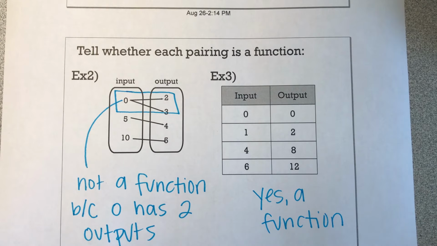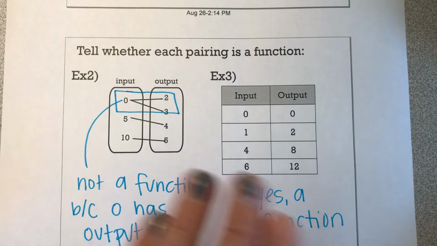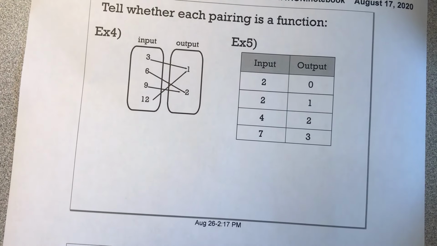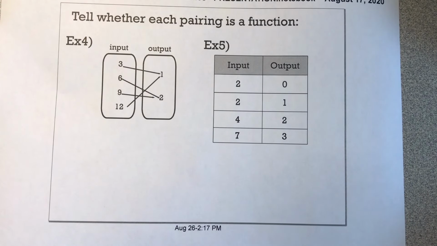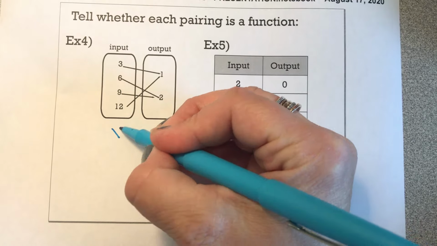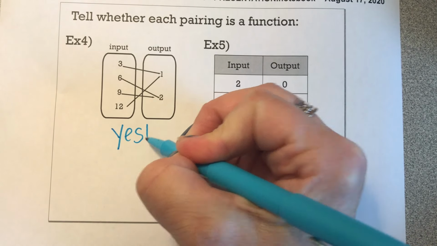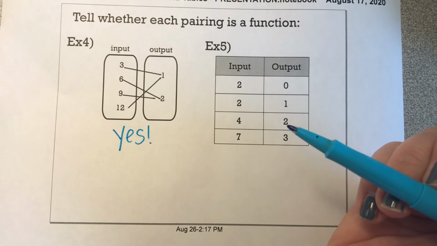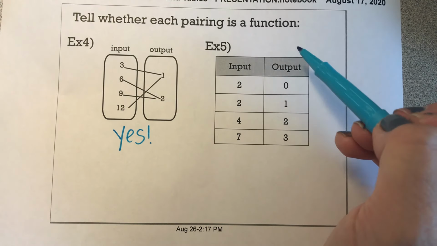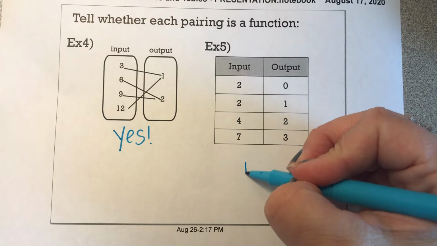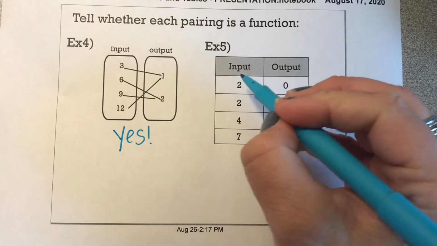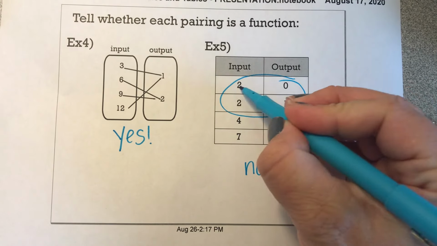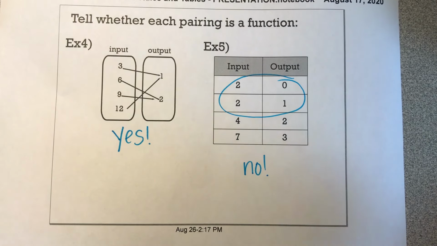Okay, let's look at example 4 and 5. Number 4, what do we think? Yes or no? Is that a function? Yes, this is a function, right? Each input only has one arrow coming away from it. Okay, what about number 5? No, right? Because look, the input of 2 has an output of 0 and 1, and that's not allowed.